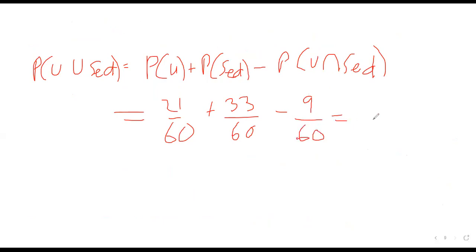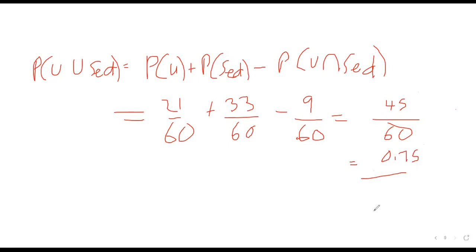So if the denominator is the same, we just work on the numerators. So this plus that minus that. What are you getting? 45 over 60. And the final answer in decimal will be what? 0.75. Okay, 0.75.